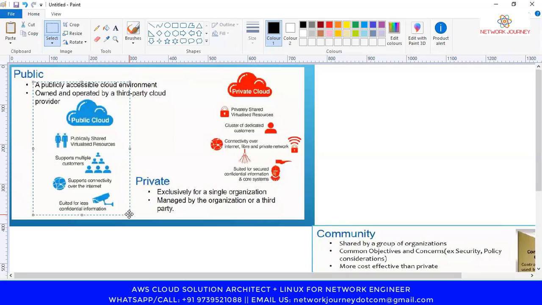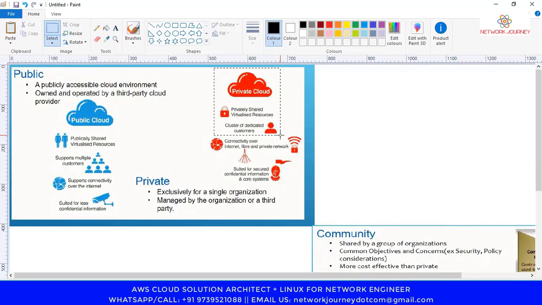Then how is private cloud more secure? Because private cloud is for a single organization. Since it is only for a single organization, it is managed by the same organization or a third party. Third party in the sense AWS, Azure, or GCP. They are dedicatedly allocating a data center for you, or a complete rack of servers to you. So they are privately shared virtualized resources. Those cloud resources are also virtualized, but privately shared only for you.